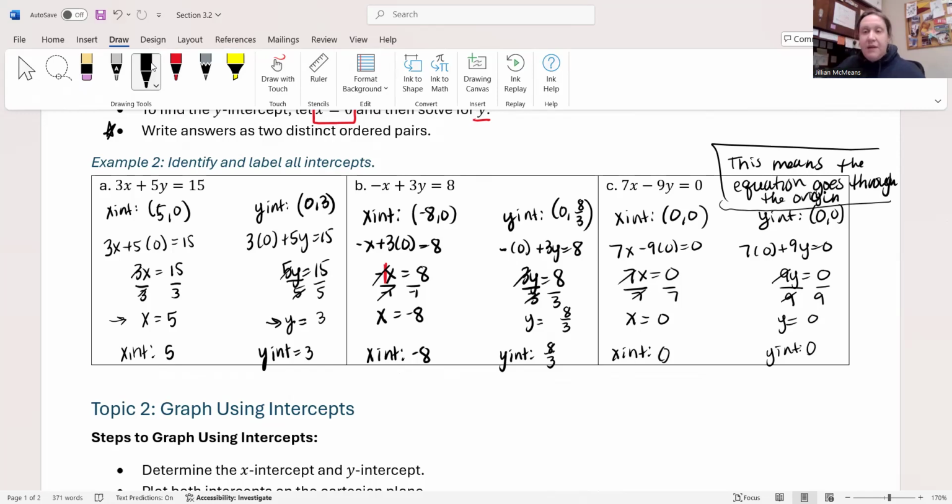Okay. So there you have it. You need to make sure you know how to find intercepts from an equation, from a graph, or from a table of values. Just remember the whole x and y coordinate, which one is 0. Okay.